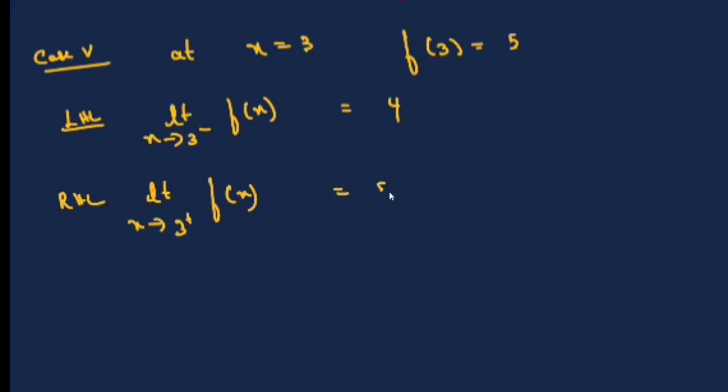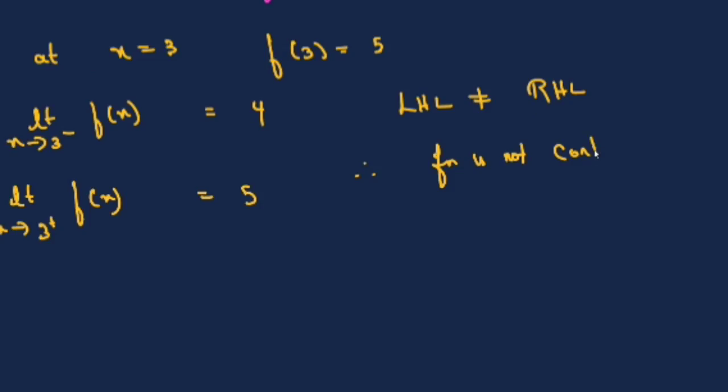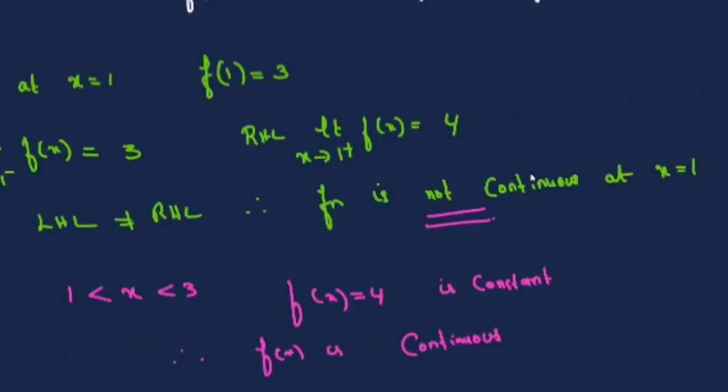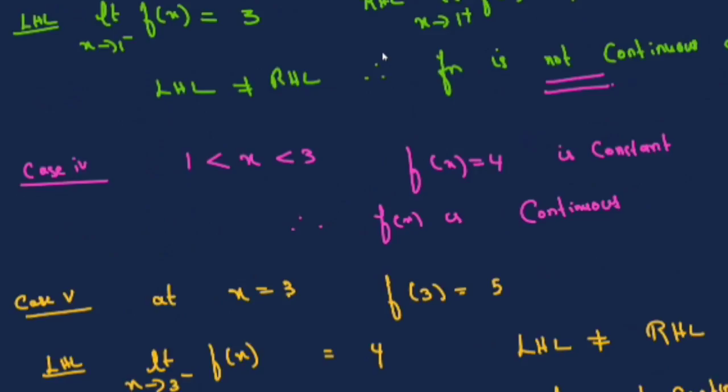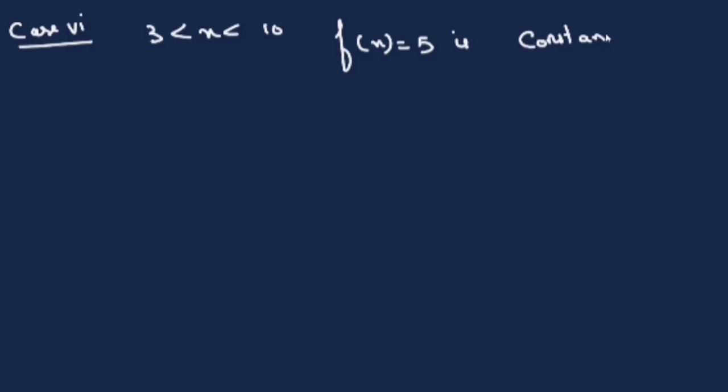It is 5. So the left hand limit is not equal to the right hand limit, therefore the function is not continuous at x is equal to 3. At x is equal to 3, the function is not continuous. Then 3 to 10. From 3 less than x less than 10, the function is 5. So 5 is a constant function, therefore it is continuous.